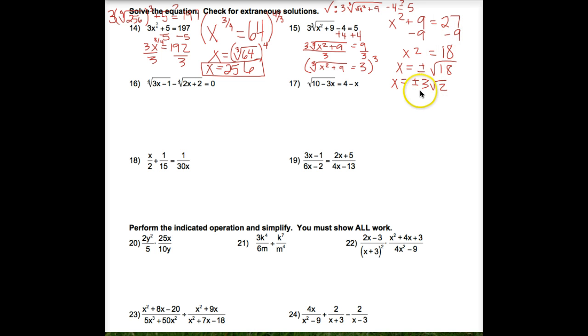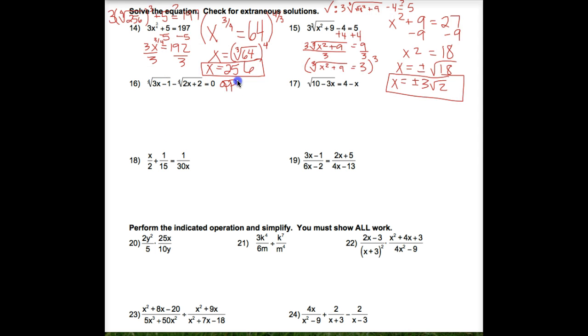So that works. If I plug in the negative version, negative radical 18 squared is also 18, because when you square a negative, it's positive. So you get the exact same thing, which means both of them are solutions.